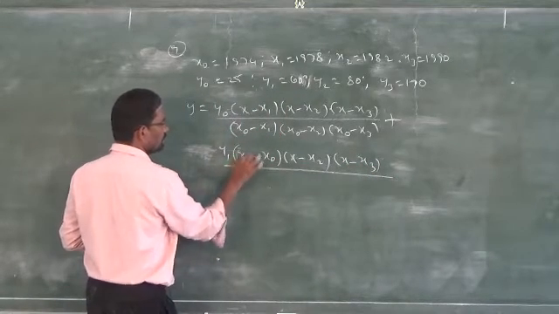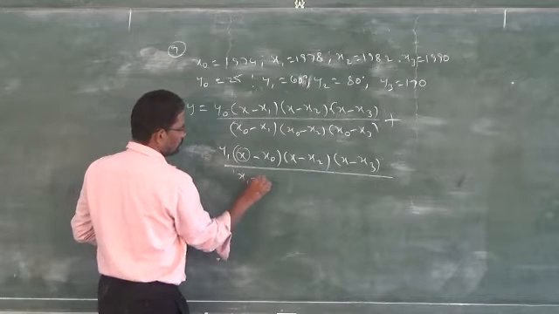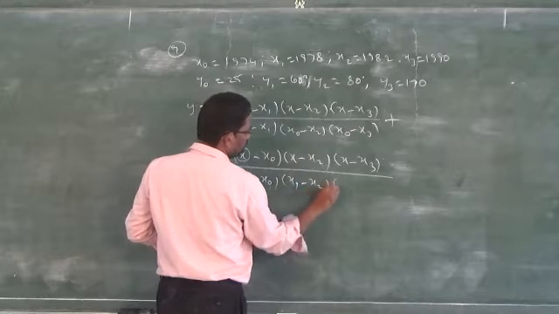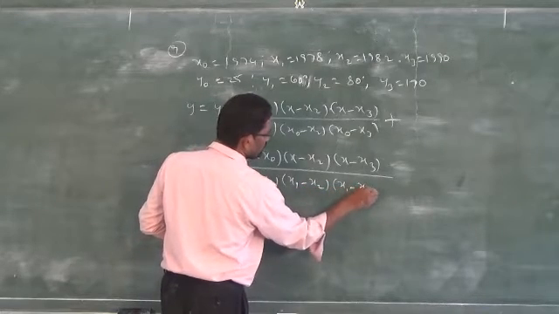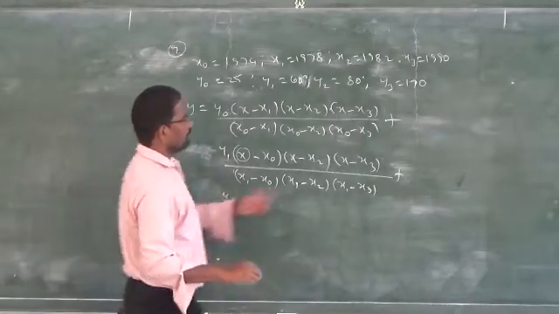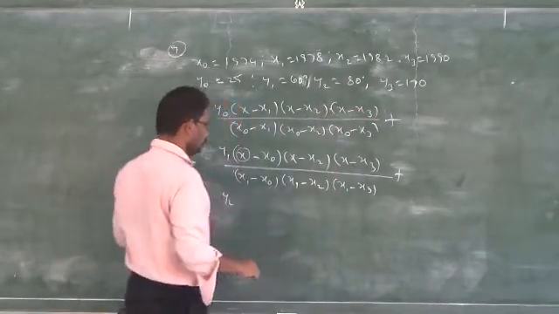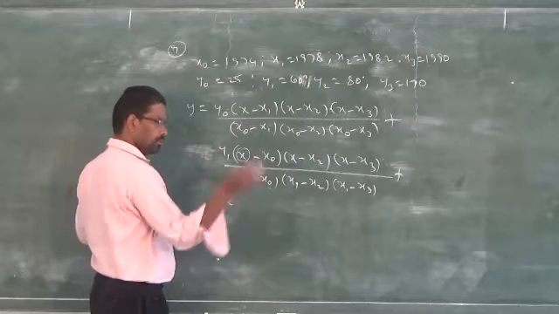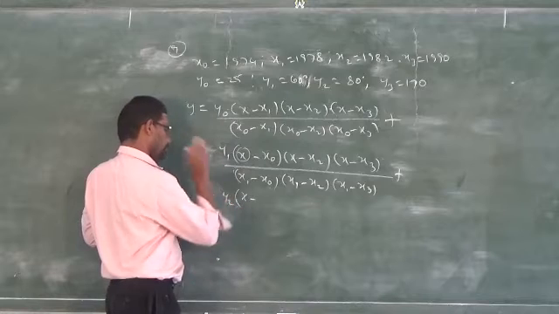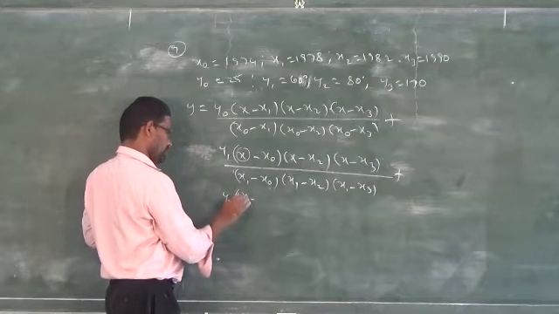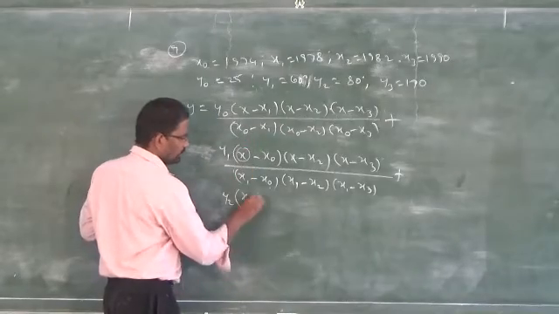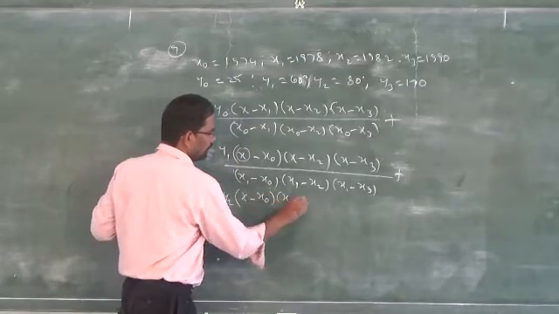Similarly, this x is replaced by x1: (x1 minus x0), (x1 minus x2), (x1 minus x3), close. Plus, after y1 comes y2, because we have up to y3, you have to extend the formula up to y3. If it is y4, you have to extend one more step. As I said previously, there won't be any changes in the x minus terms. What is the corresponding value for y2? It is x2, so leave x2 and write the others as they are.